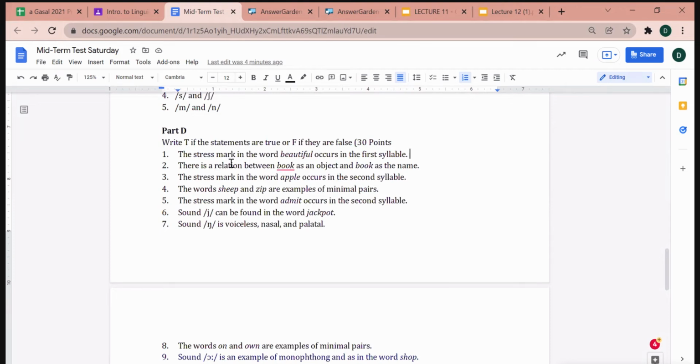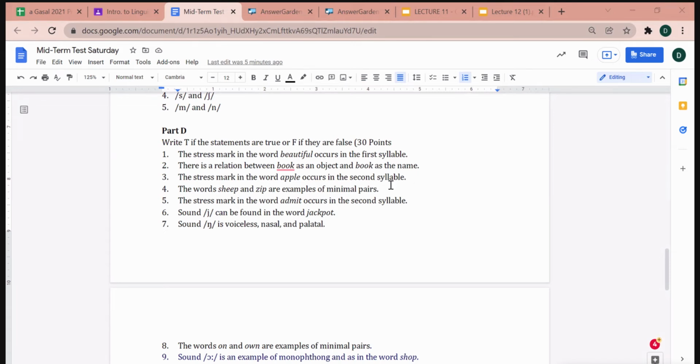Number 2, there's a relation between book as an object and book as the name. No. False. Why no? I don't know how to call it. Arbitrary. Language is arbitrary. No reasons why we call certain objects as such. For example, laptop. There is no reason why we call this as laptop. Tidak ada hubungan antara laptop with the object.